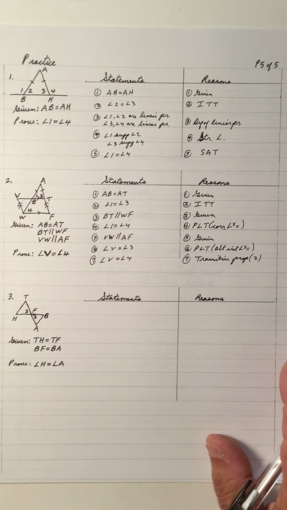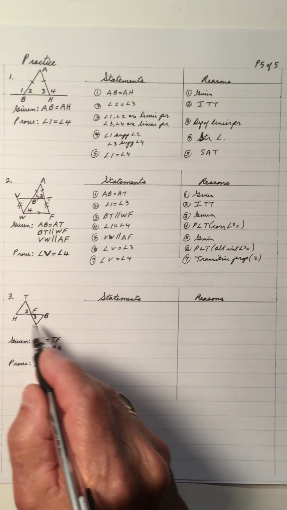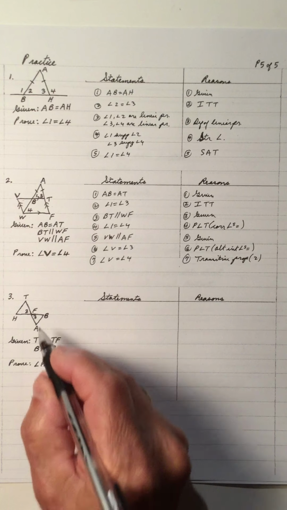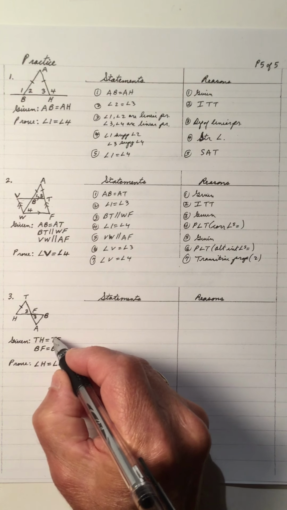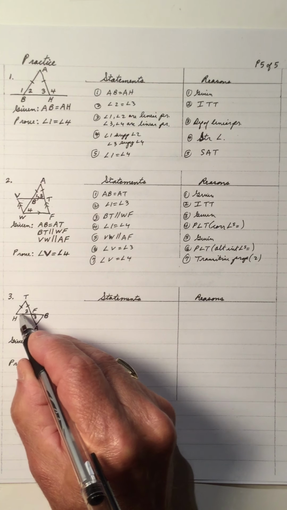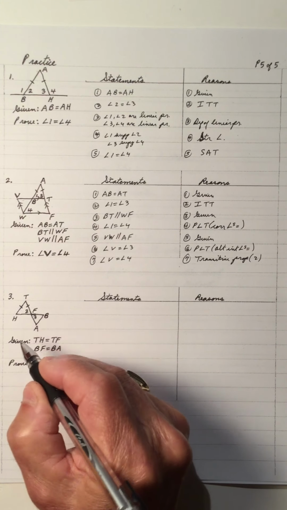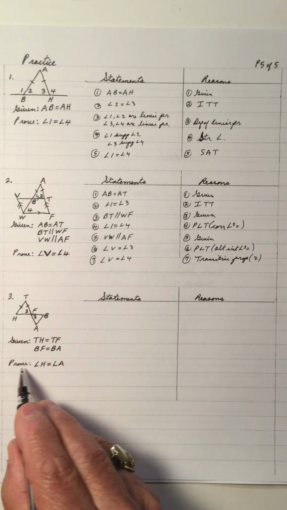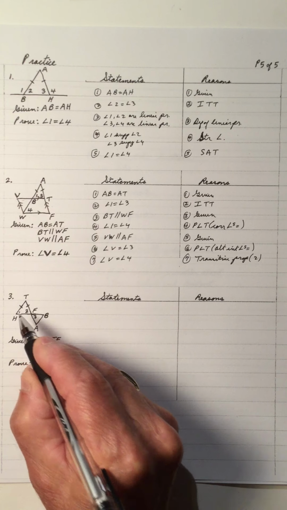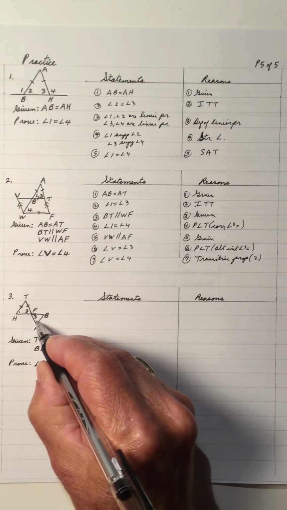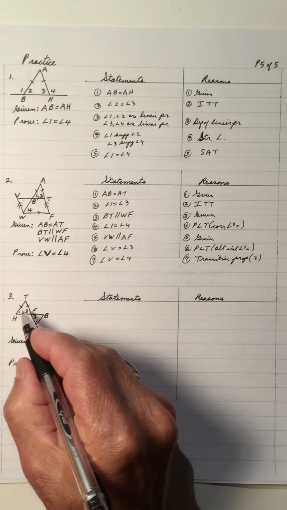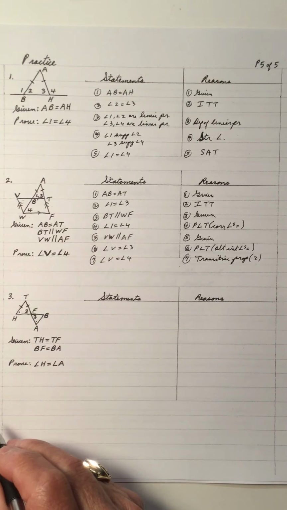And the last one to do, we have a triangle with angles 2 and 3 in it. So we're given that TH equals TF. So if these two sides are equal, that means the angle H is equal to the angle 2. So if we look at the proof now, we want angle H, which is this one, equals angle A, which is this one. So we have to somehow get angles equal that involves H and A.